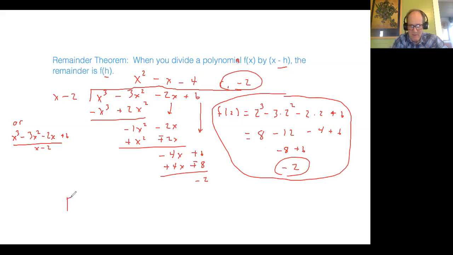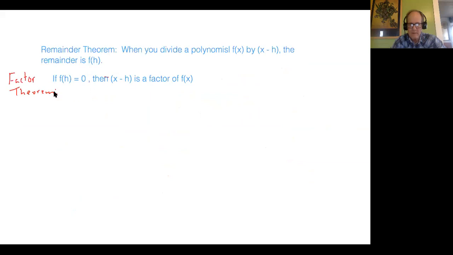Now, let's look next at the factor theorem and see what it says. The factor theorem says that if f of h is 0, then x minus h is a factor of f of x, which just makes sense because if x minus h is dividing into f of x, and it divides in there evenly, then my remainder will be 0.